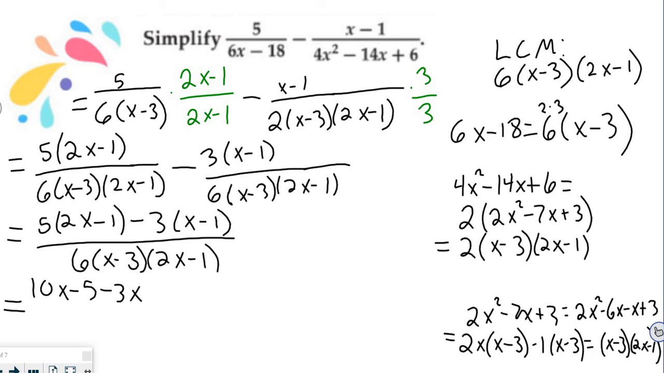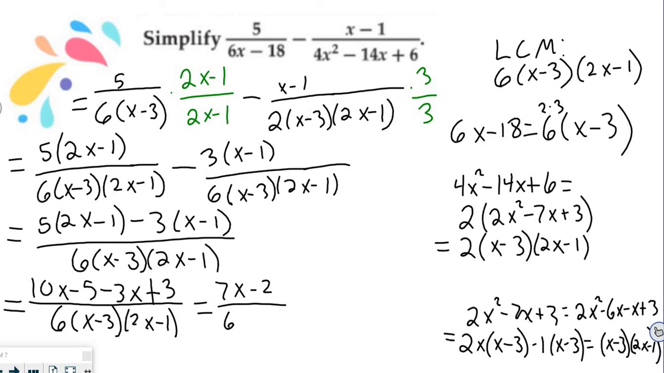Negative 3x plus 3, right? I have to distribute that negative along with it. Be careful, this is a really common mistake. And then nothing's changed about my denominator. So then we get 7x minus 2. And does that have any common factors that we can reduce? No. So then that's our final answer.